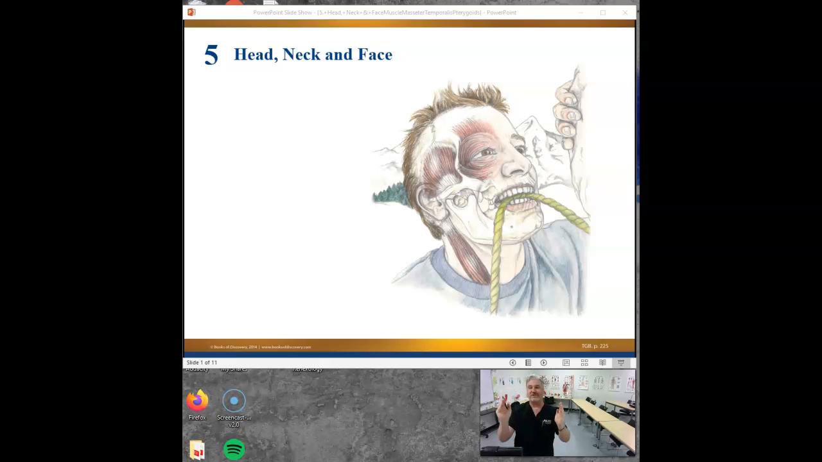Longissimus, iliocostalis. All right. So what are the three spinal erectors from medial to lateral? The spinalis, the longissimus, and then iliocostalis. Good job. Thank you, sir.